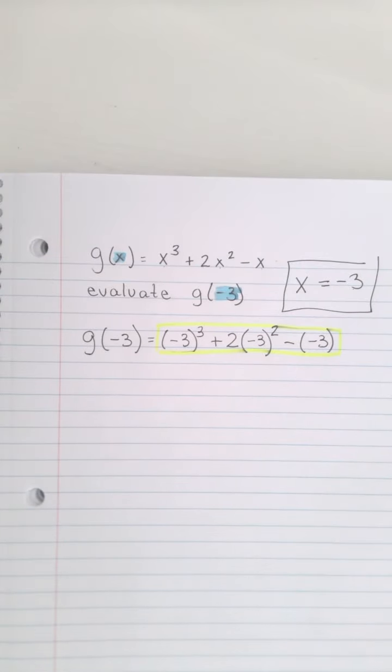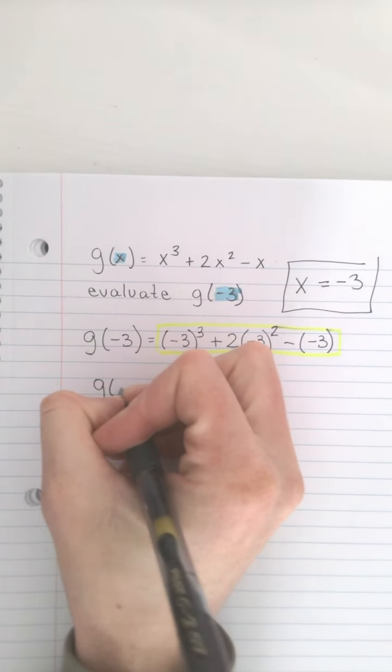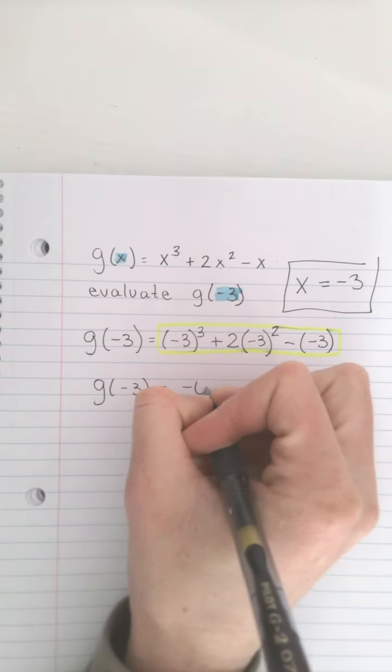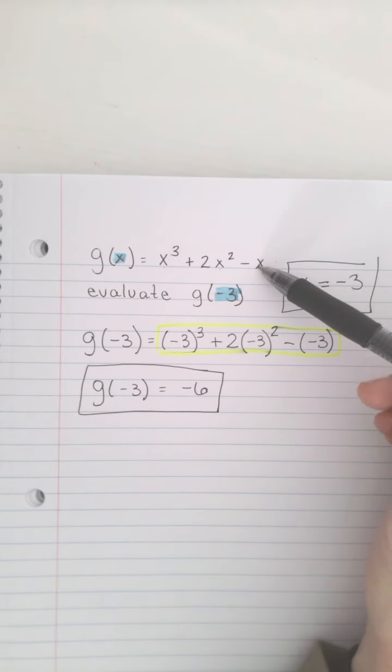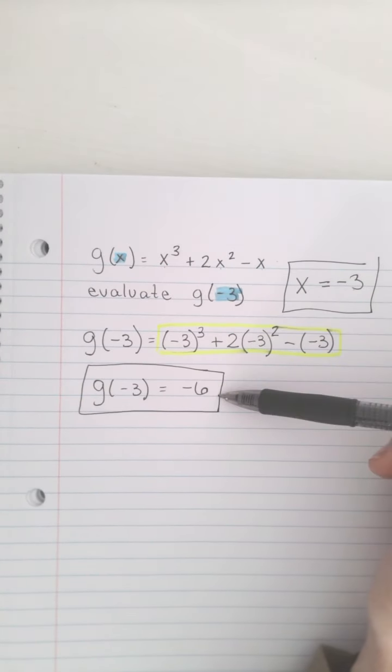So to write my answer, I'm going to say g of -3 is equal to -6. And this is my final answer. I've evaluated the expression, and I found g of -3 to be equal to -6.